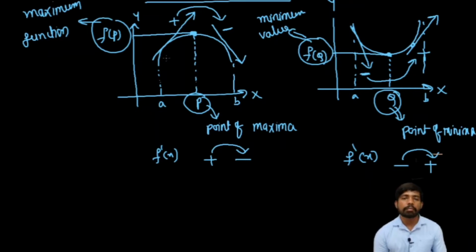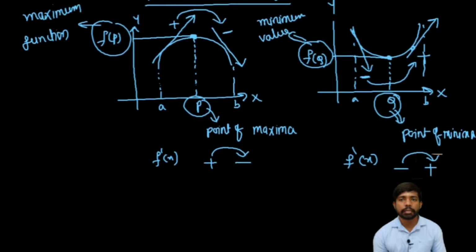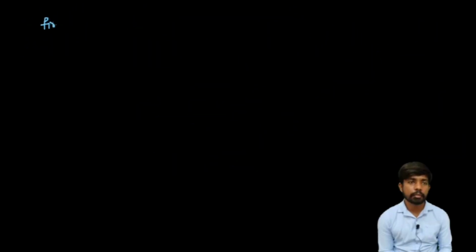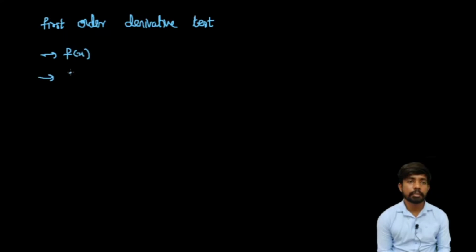Now, the first order derivative test. First step is writing the function. Second step is differentiating the function, and let f dash of x equal to 0 to find critical points.